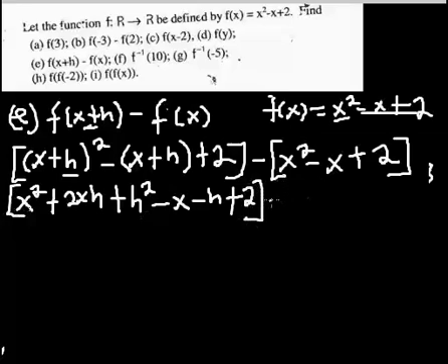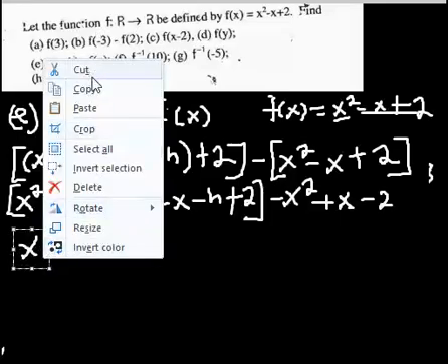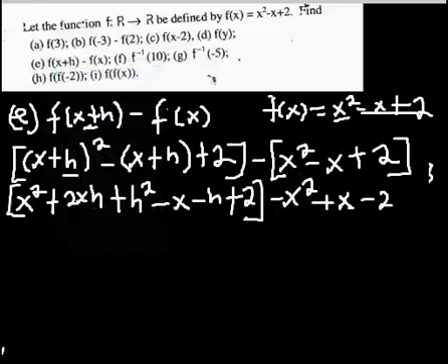Then I have minus into x squared will give me minus x squared. Minus into minus x gives me plus x. Minus into plus 2 gives me minus 2. All right, so you know what we do? We collect like terms, right? x squared minus x squared gives me 0, so it's gone.